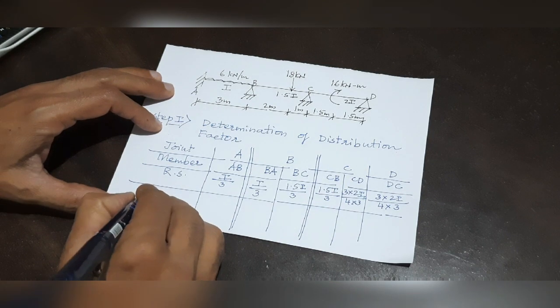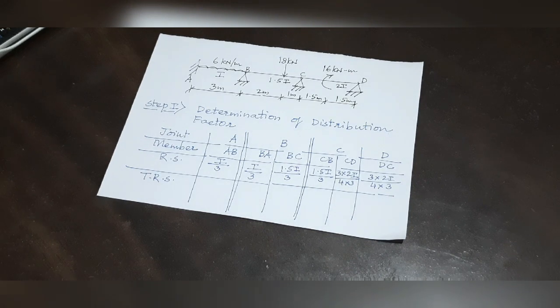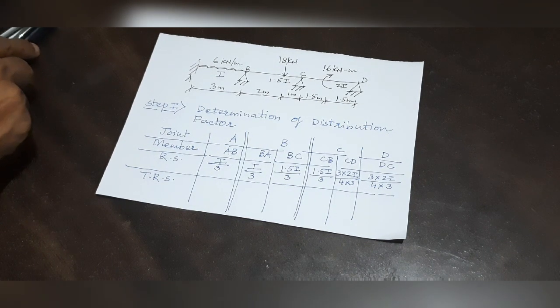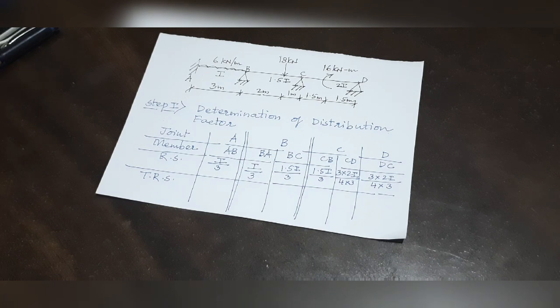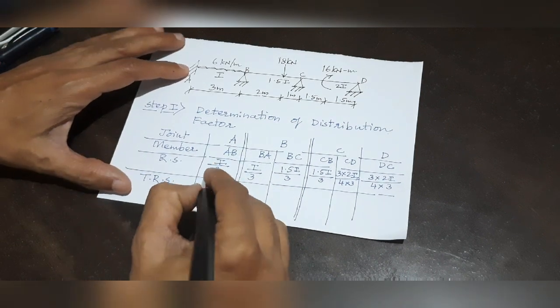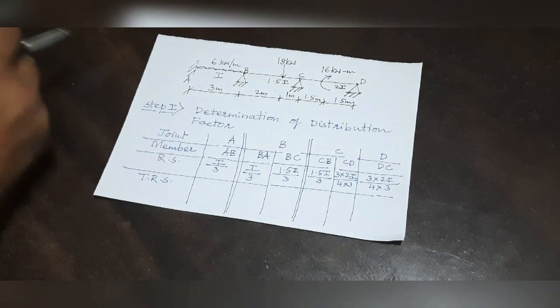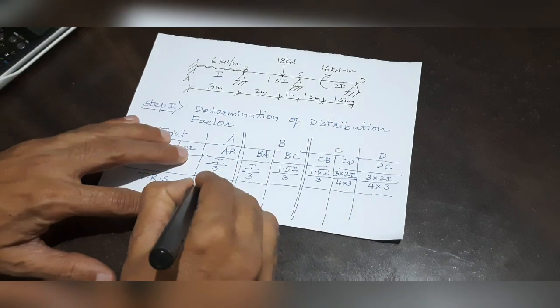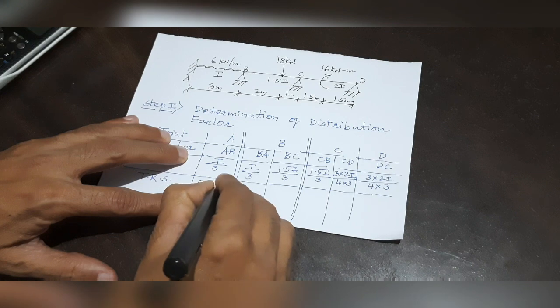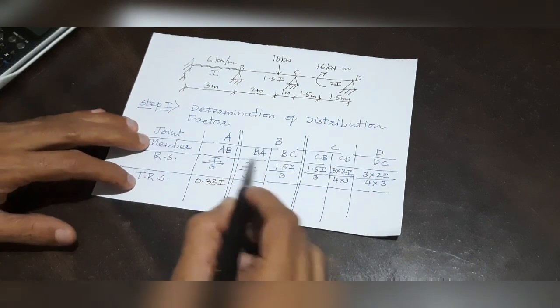Now I will calculate total relative stiffness. All of us know total relative stiffness is the stiffness at the joint, and not at the member. So what is the total relative stiffness at joint A? At joint A there is only one member, AB. So total relative stiffness is I by 3. I will write I by 3 is 0.33I. Total relative stiffness.